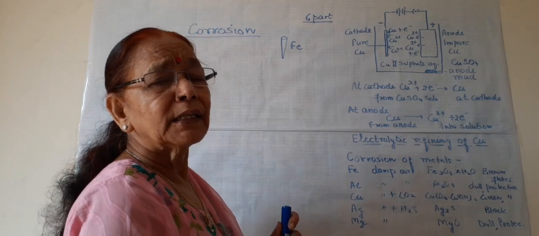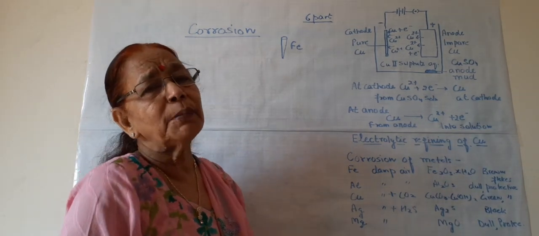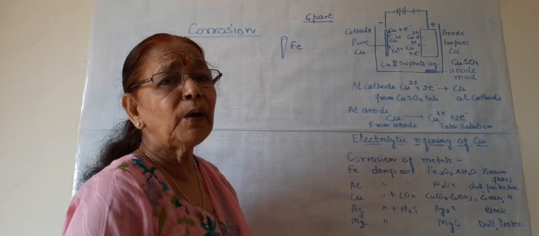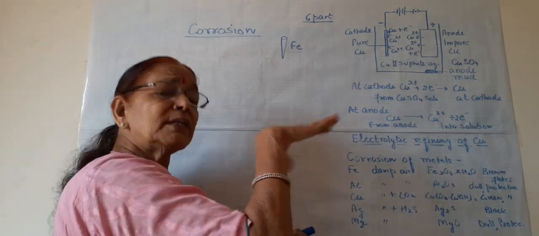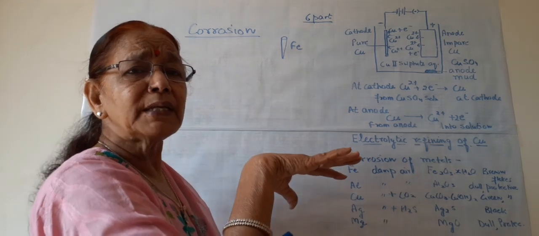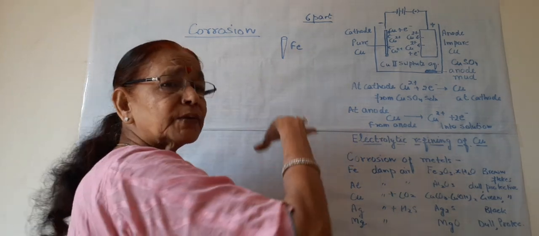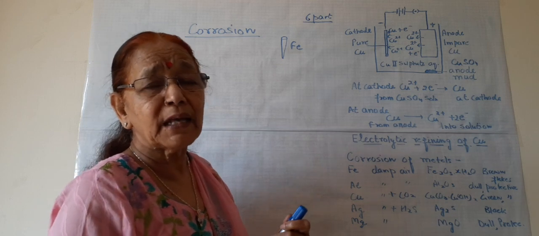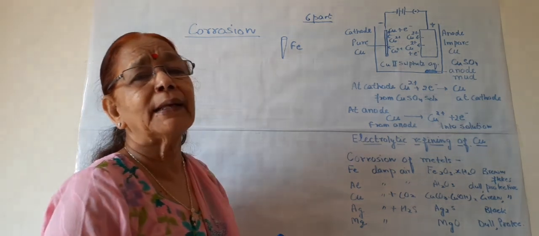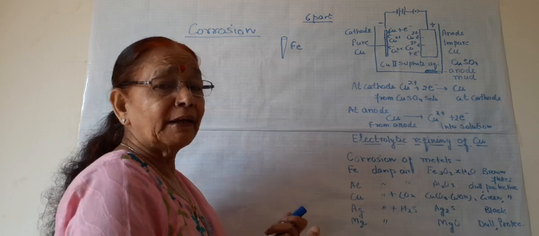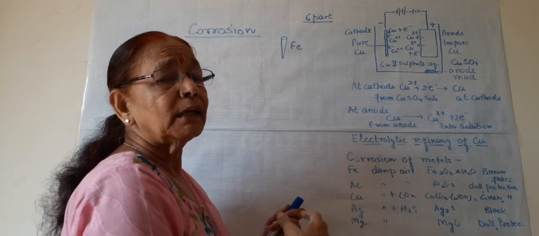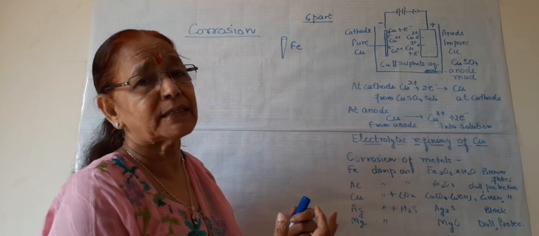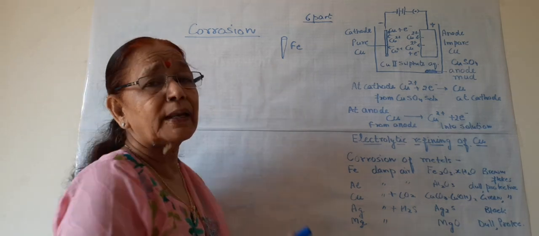Many metals corrode, and normally it is a non-desirable process. Why non-desirable? Because once on the metal surface this rust or some chemical is formed, it gets away from the surface and the metal is eaten away. So metals slowly become less and less. So this is a non-desirable process.